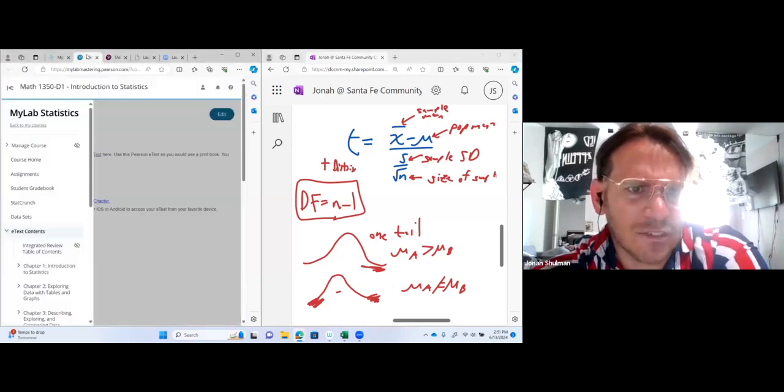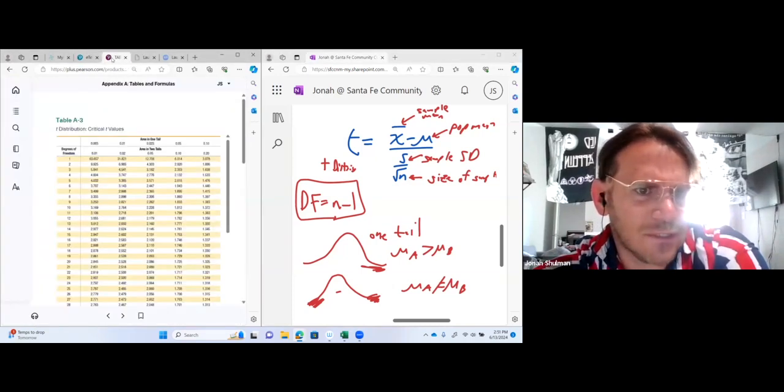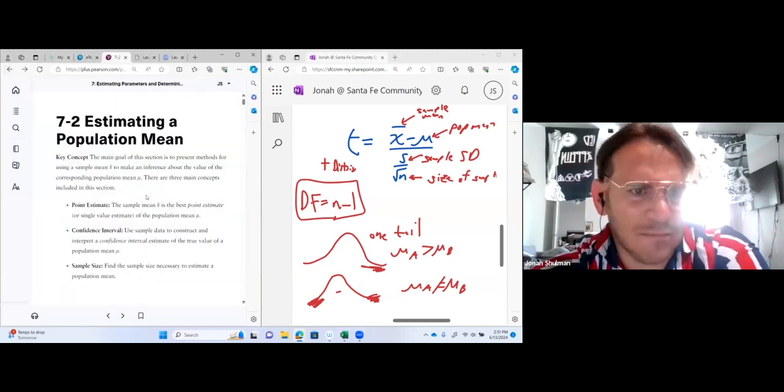Can we use technology though? Let's see what technology they give us for this. But this is a great table. I've used it many, many, many a time.